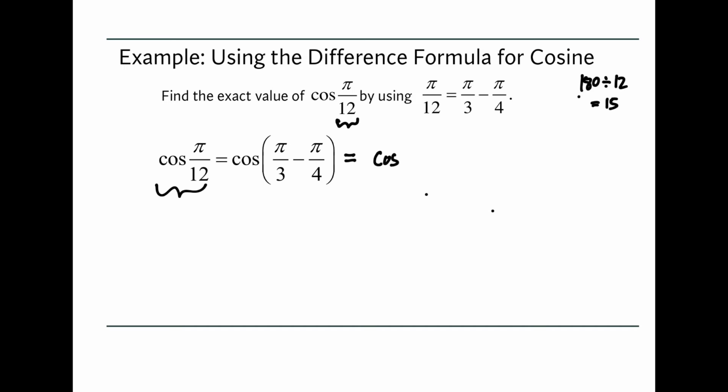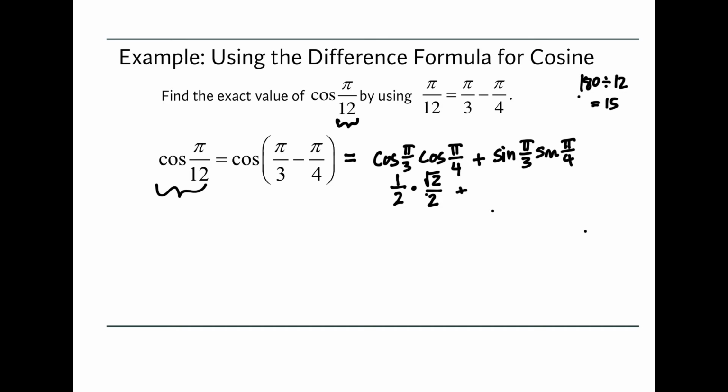So this would be the cosine of pi over 3 times the cosine of pi over 4. And then I'm subtracting, so I know it's going to be the addition of the sine of pi over 3 times the sine of pi over 4. Isn't that nice? Then we can just simplify each one of these. The cosine of pi over 3, that's the cosine of 60 degrees, is 1/2. So this is 1/2 times root 2 over 2. The 45 is always root 2 over 2 for both sine and cosine.